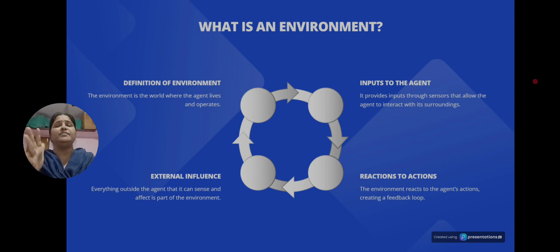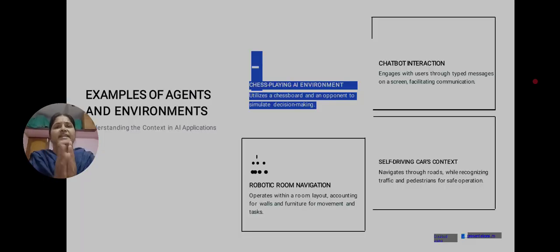So in simple words, the environment is everything outside the agent. The agent is one of the main things, and the environment is outside the agent, where the agent can sense and affect the environment.